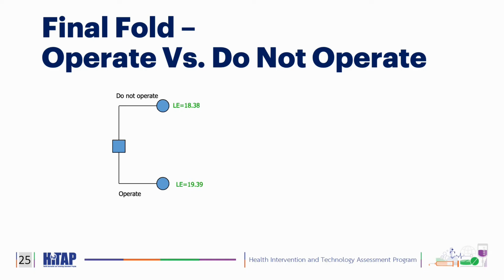So after we finish with all the folding back here, we'll end up comparing two scenarios: patients who choose not to operate and patients who choose to operate. The result is that patients who choose not to operate will have a life expectancy of around 18.38 years, and patients who choose to operate will end up with a life expectancy of around 19.39. But remember, this is only an easy example to help you understand what the decision tree would look like and how it is calculated in order to get these numbers.